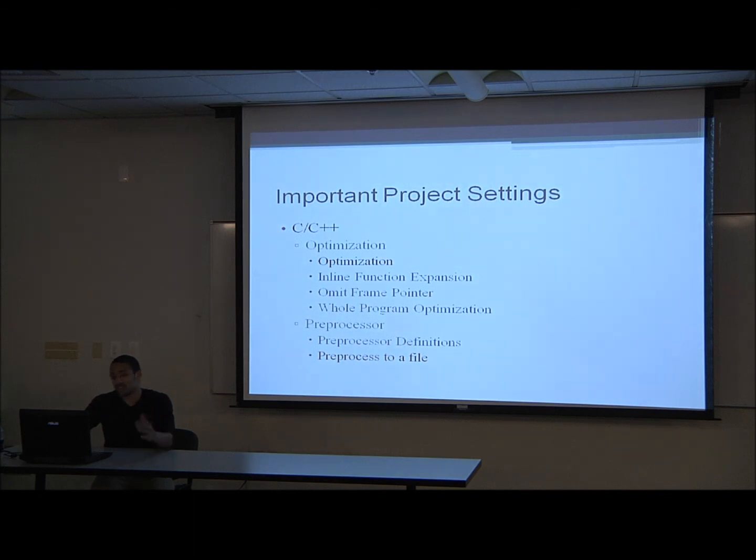Optimization, if you count no optimization, there are like 4 types. You can optimize for speed, you can optimize for size. Sometimes size is faster. You can try for both, or you can not optimize at all.